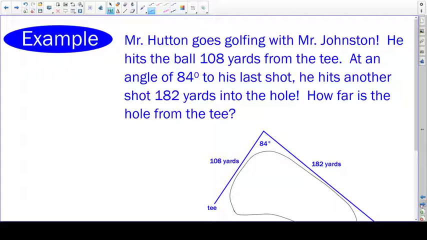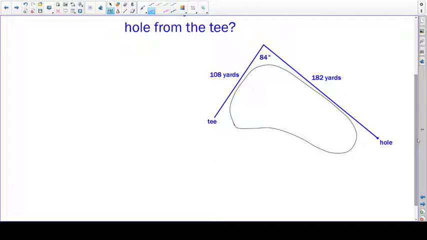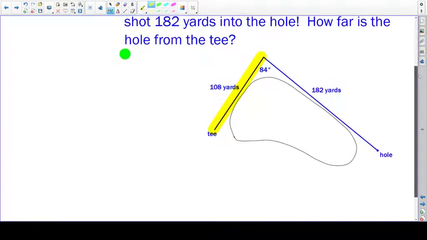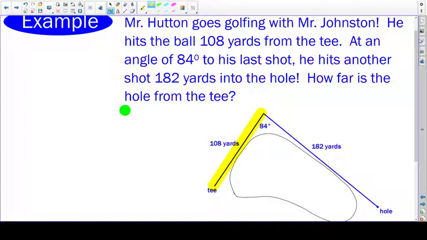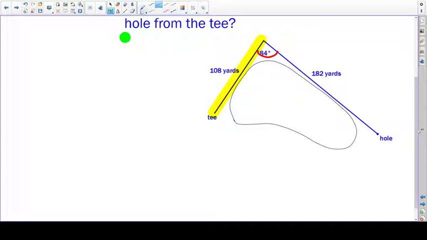Mr. Hutton goes golfing with Mr. Johnston. He hits the ball 108 yards from the tee. So stop right there and we'll just visualize this here, okay? This is 108 yards. That's my first shot. All right? At an angle of 84 degrees to his last shot, so in other words, that's 84 degrees, he hits another shot 182 yards into the hole. Wow! I only wish I could golf like that.